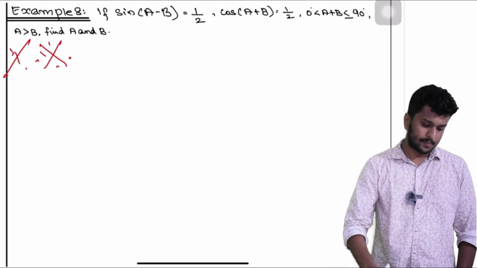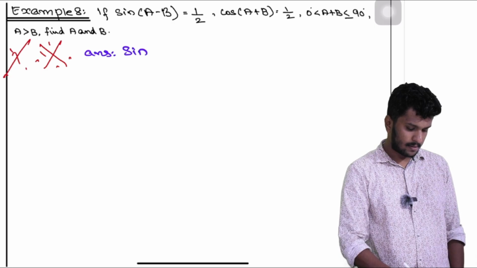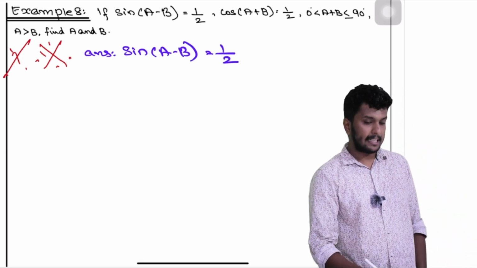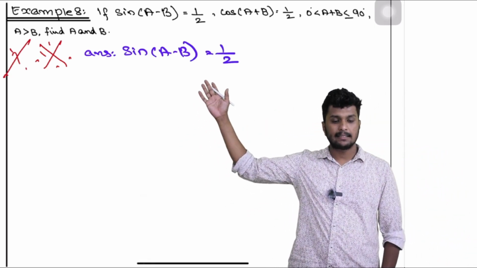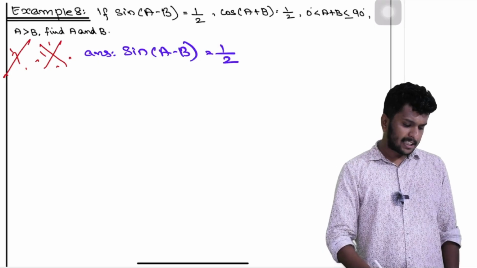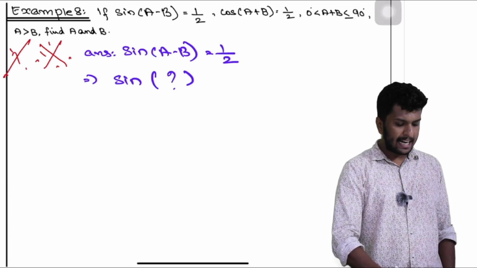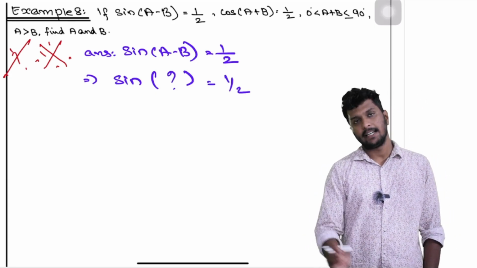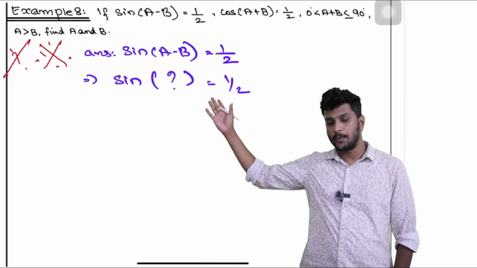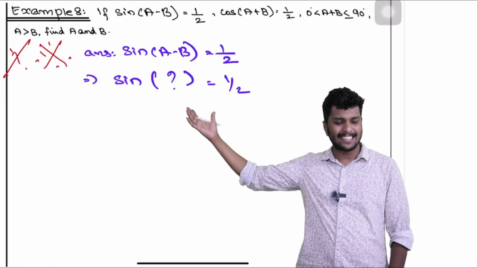So what is given in this question? Sine of a minus b is given as 1 by 2, right? If sine of a minus b is 1 by 2, sine of which angle gets you 1 by 2? That is how you find. Sine of which angle can you take as 1 by 2? 30, right? Sine 30 is actually 1 by 2.